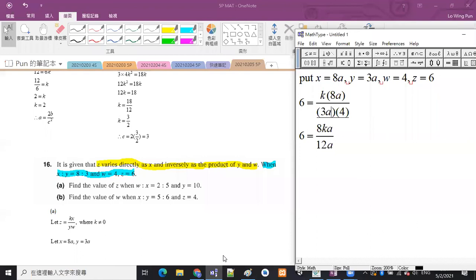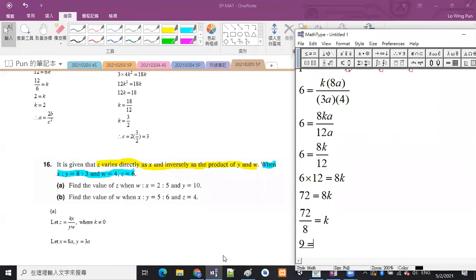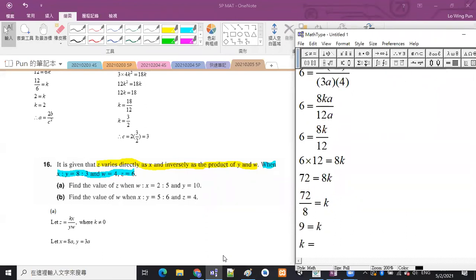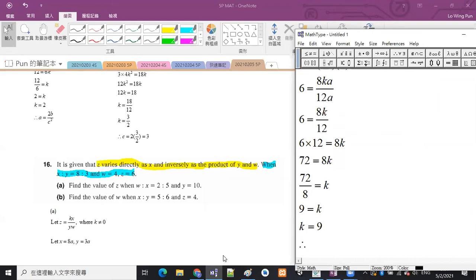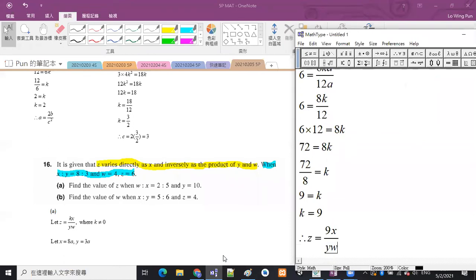Okay, can you see that the A and A can be cancelled by each other? So we just cancel out first. 8K over 12. Okay, and then you just multiply the 12 to the left-hand side. It becomes 72 equals 8K. And divide the 8 to the left-hand side. And then we have 9 equals K, which means that K is equal to 9. Okay, so we can write down the complete information of the equation. Z is equal to 9X over YW.